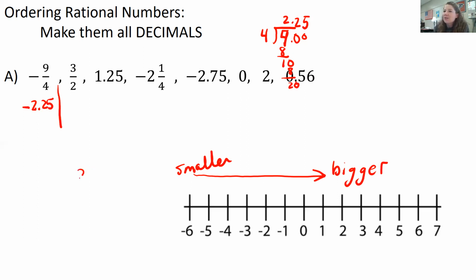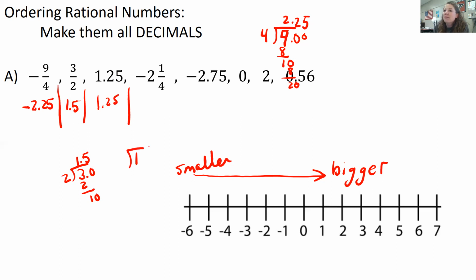All right. Now we're going to do 3 halves, 3 over 2. So 2 will go into 3 one time with 1 left over. So we're going to add a decimal and a 0. Bring your decimal straight up. 2 will go into 10 5 times. So 3 halves is positive 1.5. All right, this one's already in decimal form, 1.25. Then 1/4 as a decimal.